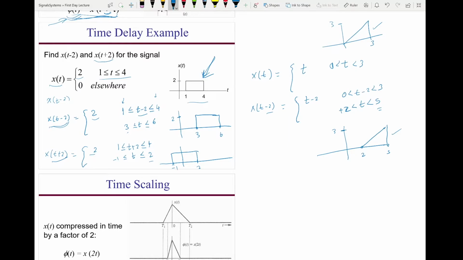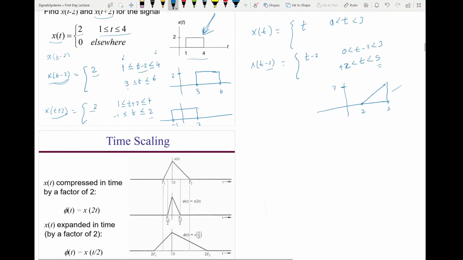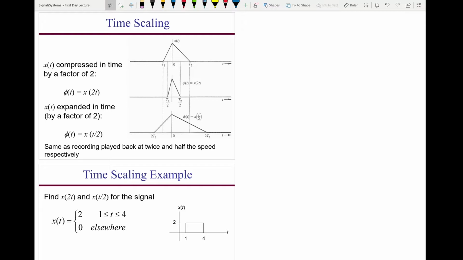Okay, let's do now time scaling. Now time scaling is compressing the signal or expanding the signal. And there are many applications in engineering for compressing and expansion.